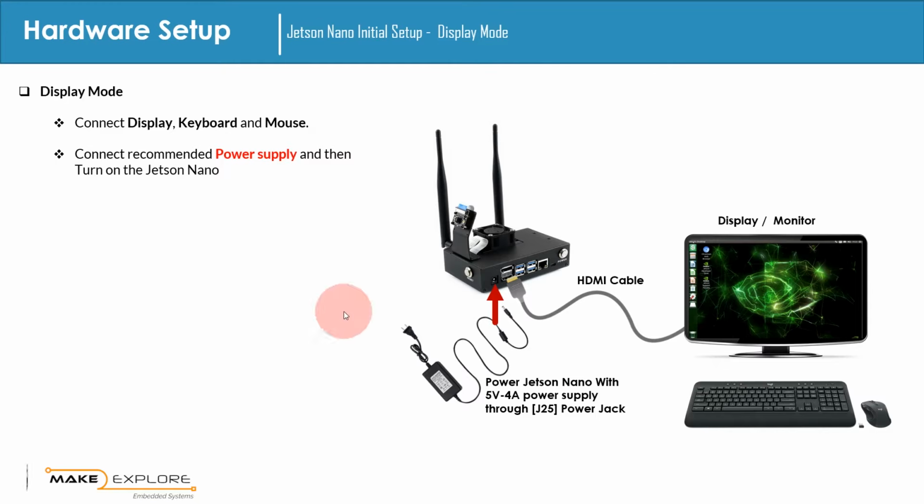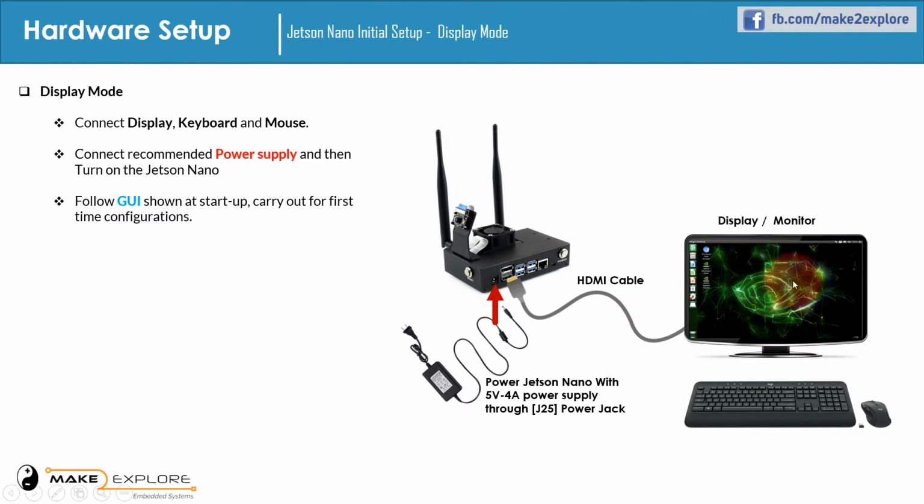Then next, connect recommended power supply and then turn on the Jetson Nano. Follow the graphical user interface shown at startup, set up and perform all first-time configurations, like language, time, Wi-Fi, keyboard type, username, and password settings, etc. Then connect to Wi-Fi network.